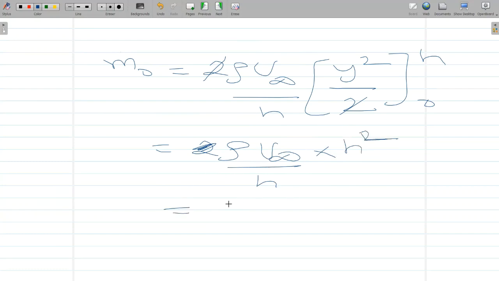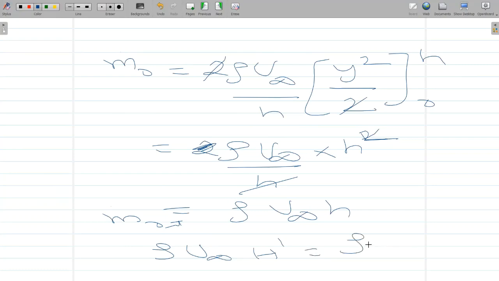So this will be nothing but rho h, and h you can cancel out, and rho u infinity h is the mass flow rate at the outlet. All right. So the mass flow rate at the inlet, that is nothing but rho u infinity h prime, is equal to rho u infinity h, that is the mass flow rate at the outlet. So rho u infinity cancels, and that basically tells you h prime is equal to h.